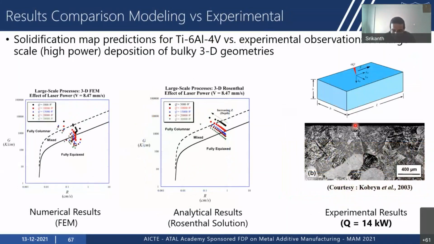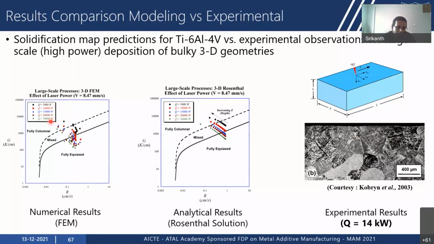This is the case for a plate structure. Okay, this was done at Penn State for a 14 kilowatt laser beam. So you can see a mixed morphology, and these are the Rosenthal and FEM results showing powers from 5 kilowatt to 30 kilowatt.